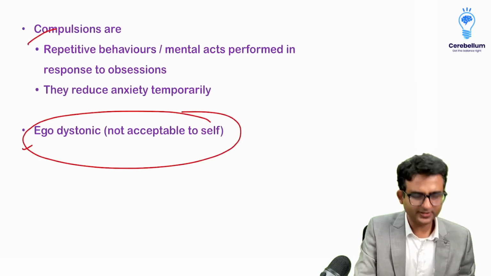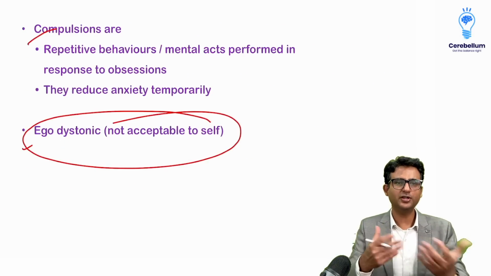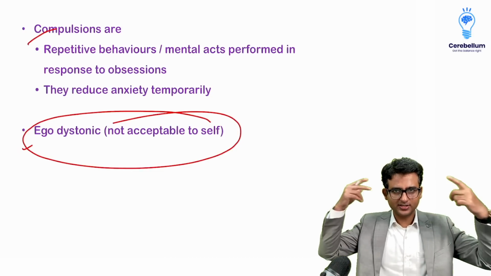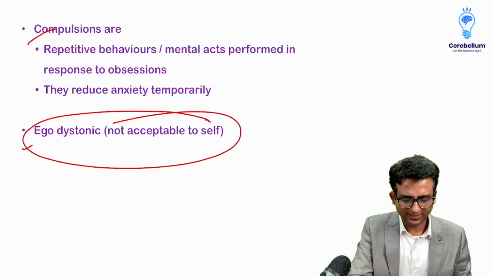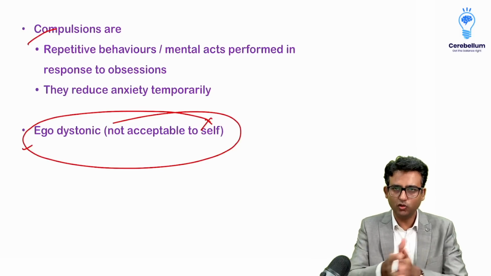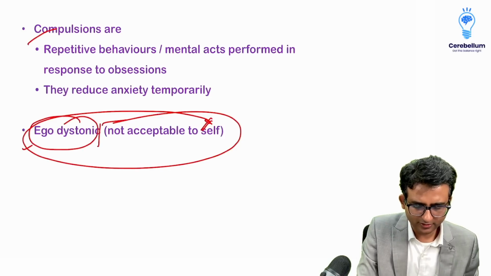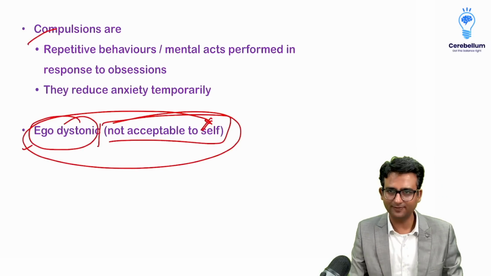Obsessions and compulsions are ego dystonic. So basically what does it mean? Not acceptable to self. When I get those thoughts that my hands are dirty, I don't agree with it. And when I have to go and wash my hands, I don't like it. It's ego dystonic, not acceptable to self. Understood?